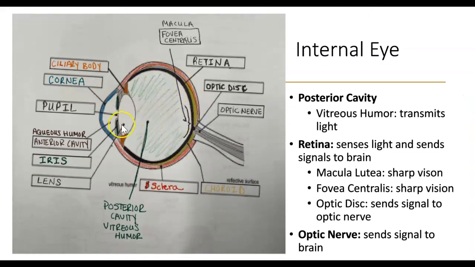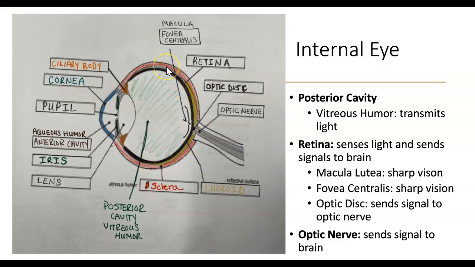Moving in then, we have this big cavity behind the lens called the posterior cavity. It's like this great big room, and it's filled with a jelly-like substance called vitreous humor. This vitreous humor, this liquid, fluid, gel-like substance, will further transmit the light because we want to get it to the very back of the eye, which is called the retina.